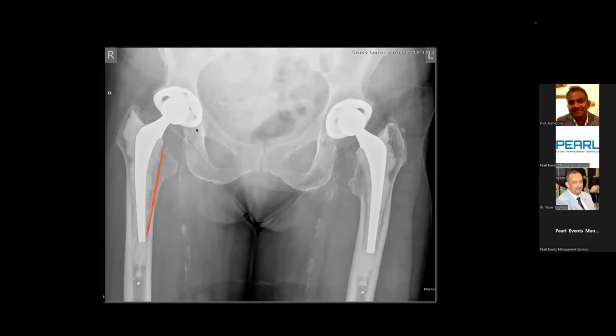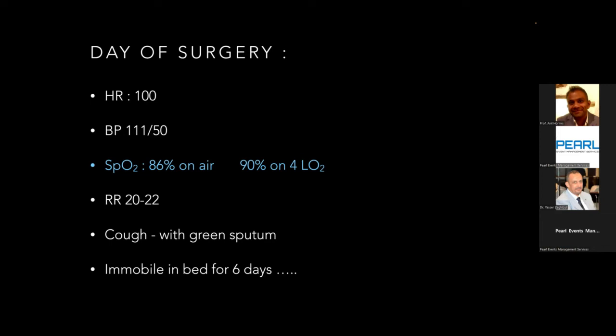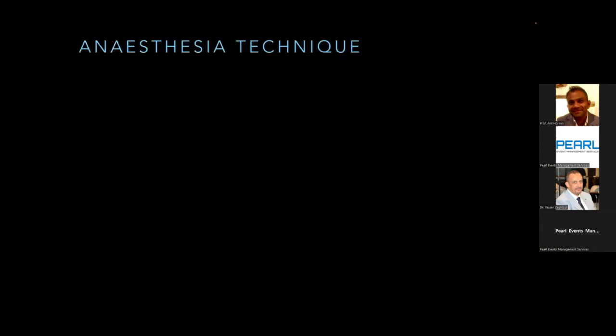out due to loosening. On the day of surgery, when I went to see her on the ward, she had a heart rate of 100. Her blood pressure was, as you can see, but worryingly, her saturations were 86% on air and only 90% on 4 litres of oxygen. She had a pneumonia, and she'd been immobile in bed for 6 days. She'd actually been declined by 3 of my colleagues due to high risk of anesthesia. So it was left to me to anesthetize her.